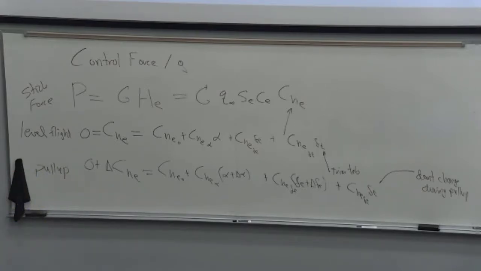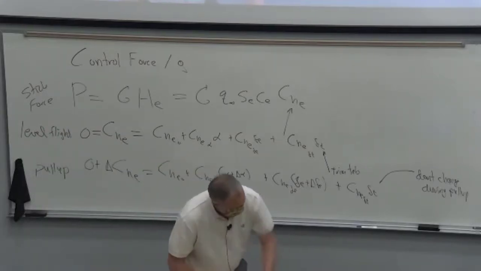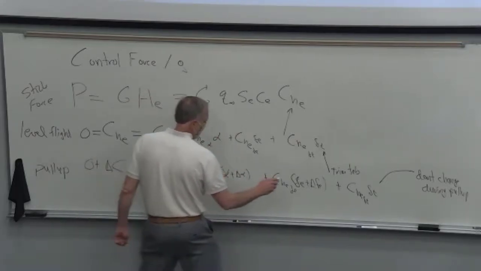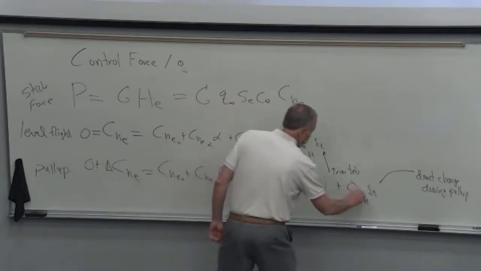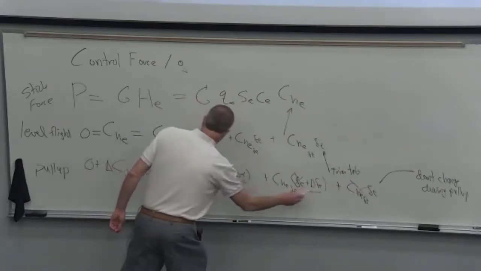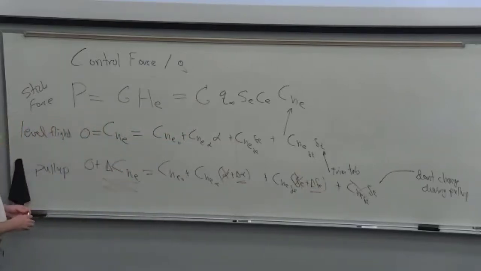And just like before, we're going to calculate that change by subtracting the top one from the bottom one, and stuff is going to cancel out. Just like before, we're going to subtract this from this, and then we're going to get how the stick force hinge moment changes when we do the pull-up. Make sense?